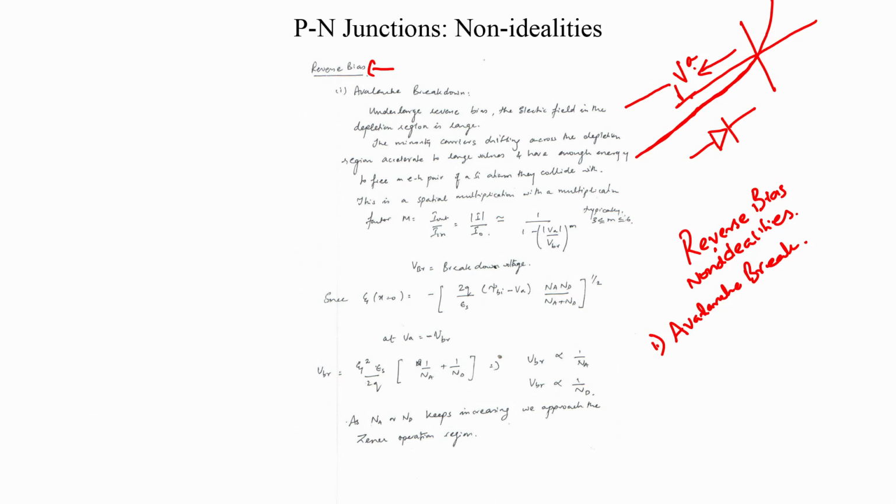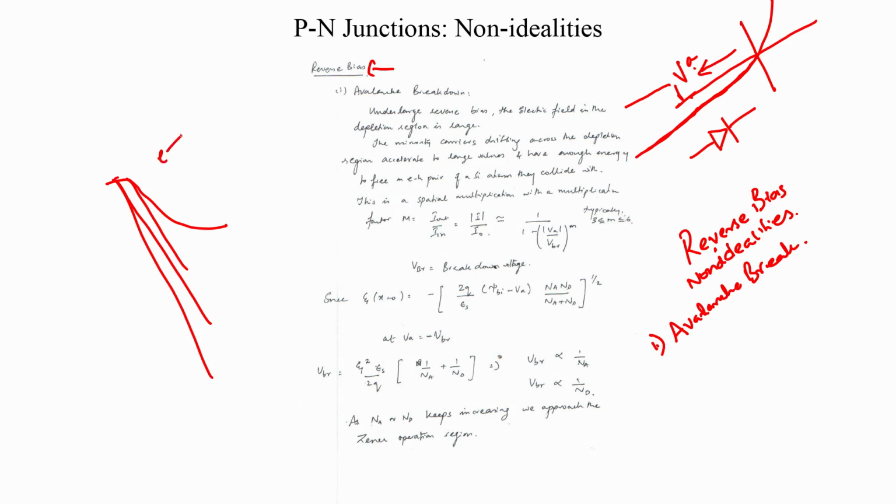You will reach a point where the electric field due to the band bending, which keeps increasing as you apply the reverse bias, gets steeper and steeper, and there will be a point where the electric field is so large that the electron drift becomes so large that the electrons can start colliding with the silicon atoms and pull free electrons out from those atoms. This leads to a multiplication effect.